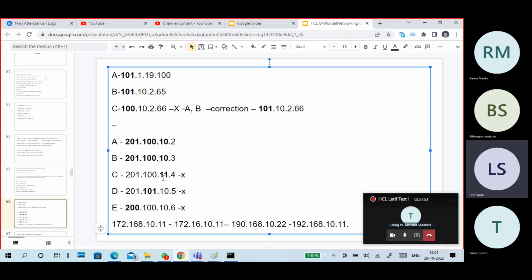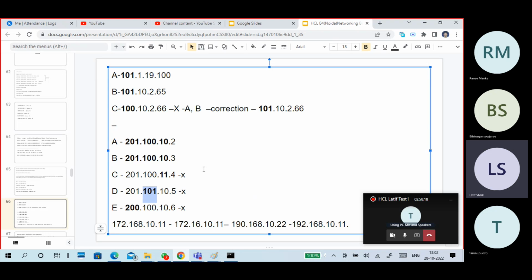See here in C, the first two are the same, but the third one is different, so C cannot communicate with A and B. Again in D, the second portion is different. The first and third are the same, but the second portion is different, so it is not able to communicate with A and B. In E, the first portion is different and it is not able to communicate with A and B.